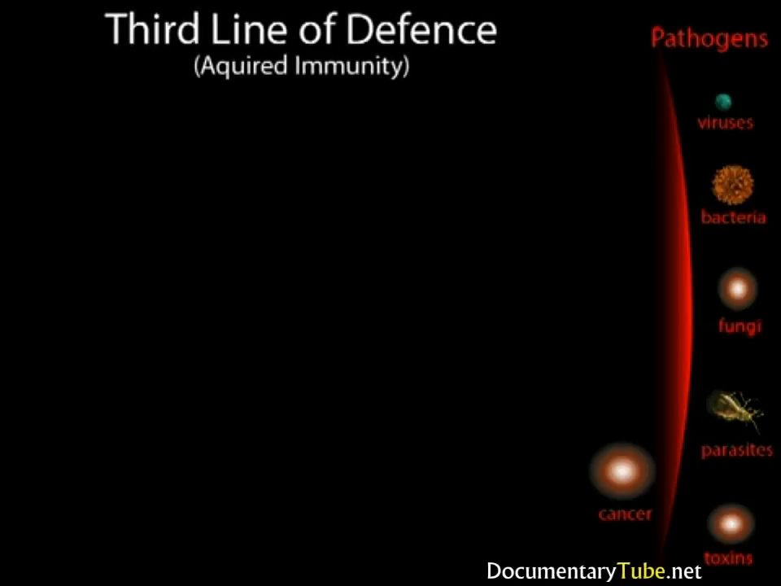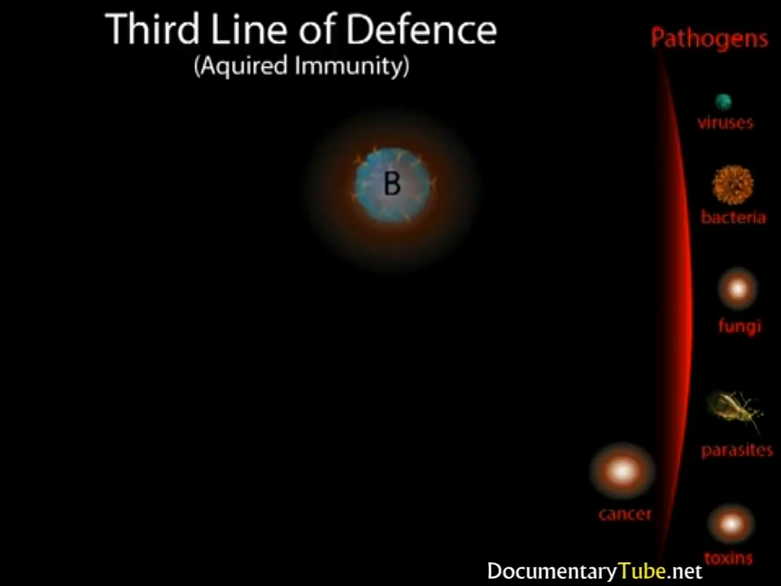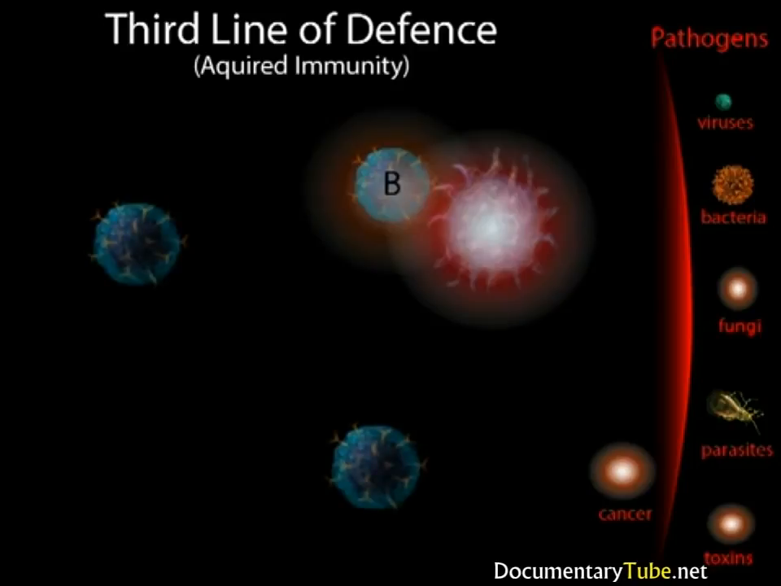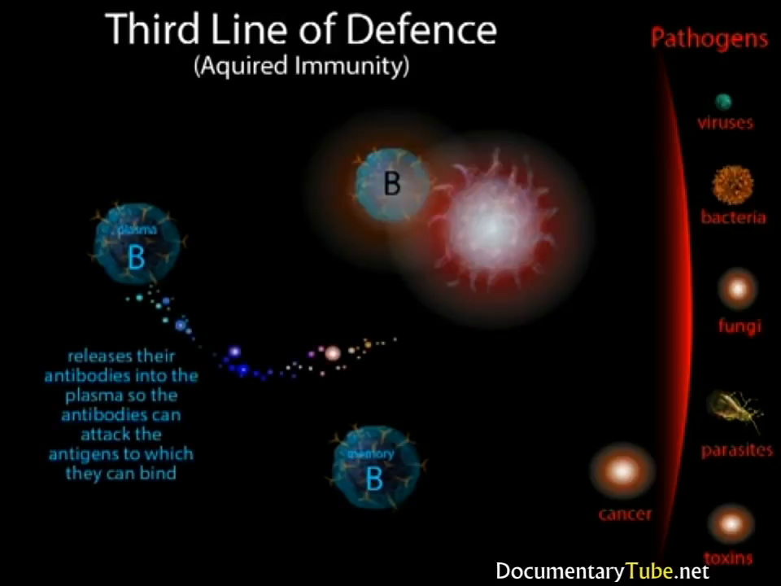Antibodies are produced by B cells, which are specialized lymphocytes. Like all blood cells, these lymphocytes are formed from the stem cells in the bone marrow. They are formed with antigen-binding sites on their plasma membranes. When exposed for the first time to the antigen for which they are specific, these sites bind to the antigen, and the B cells begin to proliferate. The proliferation produces two types of B cells. The plasma B cells release their antibodies into the plasma so that the antibodies can attack the antigen to which they can bind.